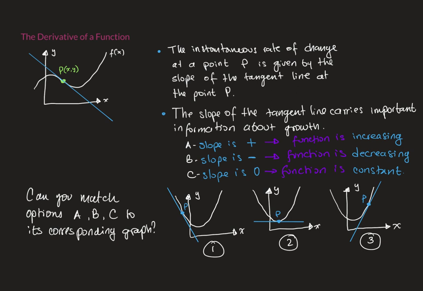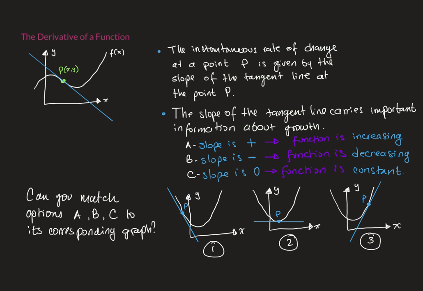We also can gather from this that the slope of the tangent line is going to carry important information about growth for the function. When the slope of the tangent line is positive, the function will be increasing. When the slope of the tangent line is negative, the function will be decreasing. And when the slope is 0, the function will be constant or will be at a turning point of some sort. Can you match the diagrams marked 1, 2, and 3 with one of these three cases A, B, and C?